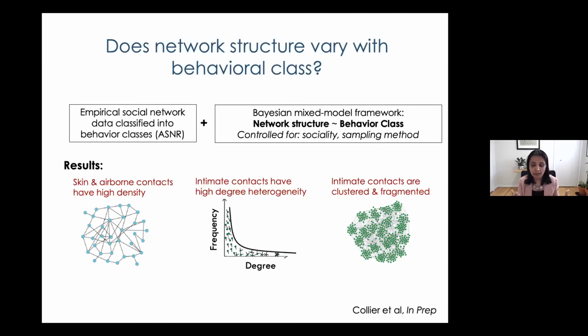And so, these results fit with our intuition in the field of disease modeling that sexual networks tend to have very heterogeneous degree distributions. Some have suggested that they're scale-free, others find that they're not, but the point is that there's a lot of heterogeneity in those degree distributions.